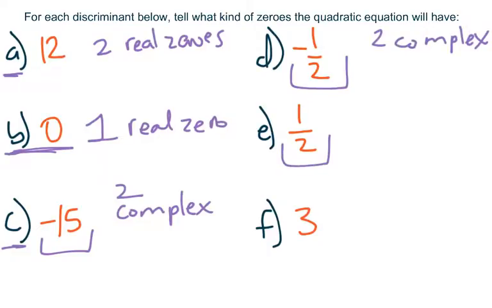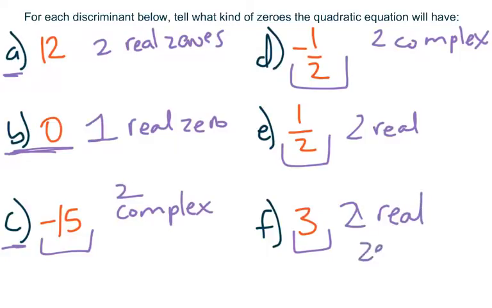We have a positive value that's greater than 0. That means it will be two real numbers, two different real numbers as the roots, and then another positive greater than 0 value. So again, two real zeros, two different real zeros or roots to this quadratic.